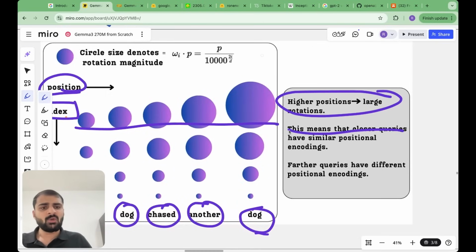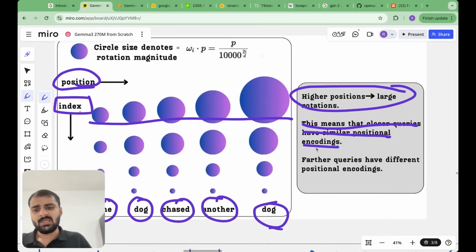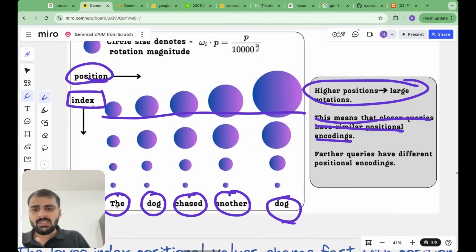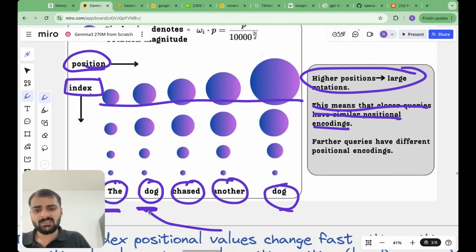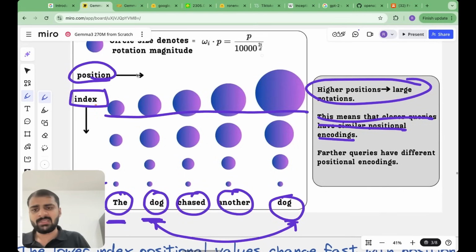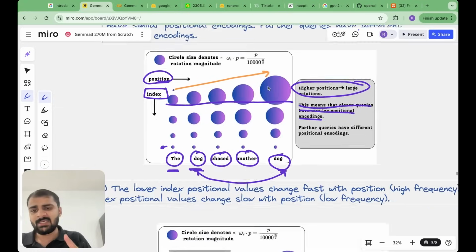This means that closer queries have similar positional encodings. So the and dog are closer, right? So they will have closer positional encodings. But this dog and this dog are farther away. So their positional encodings will differ. You can see how the positional encoding magnitude, or the rotation magnitude, increases with distance. This increases with position for a fixed index.